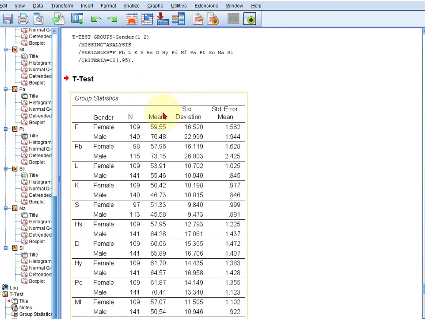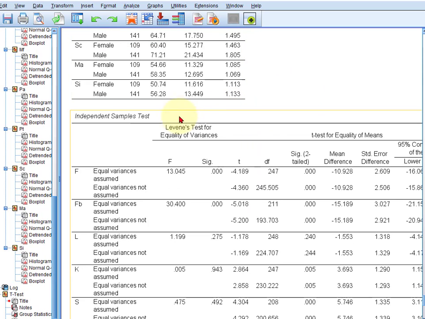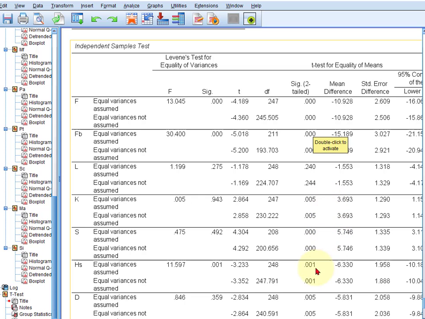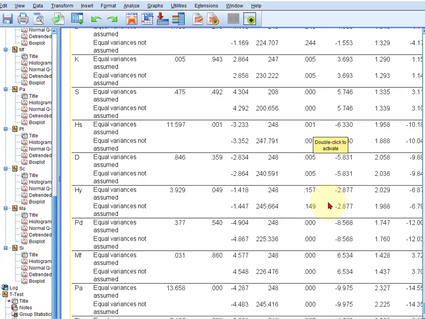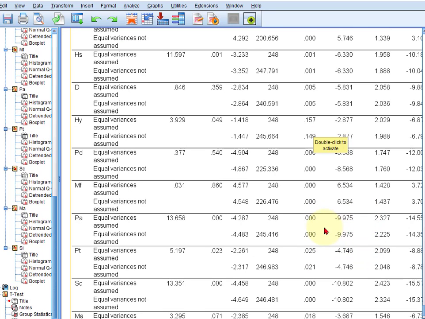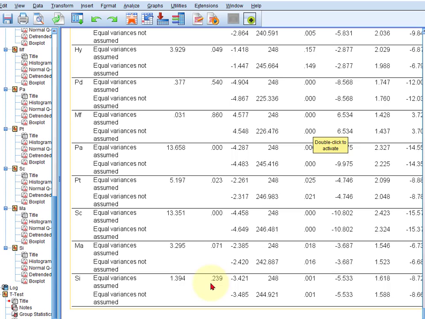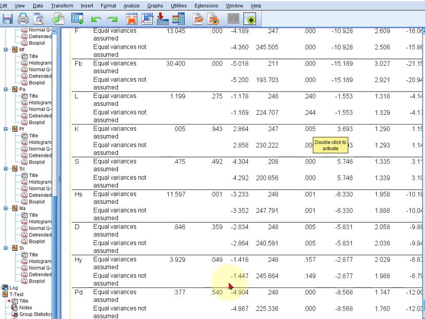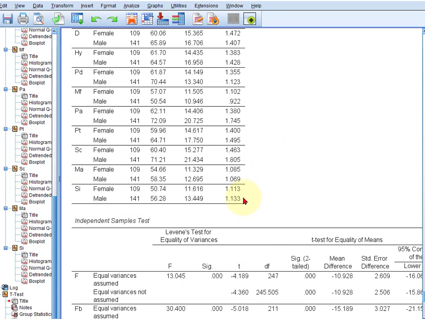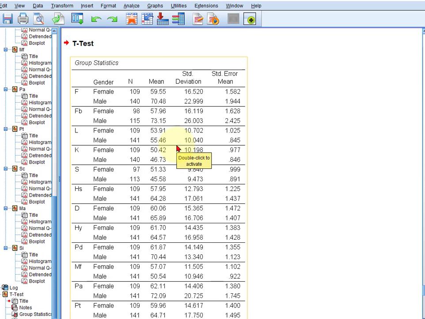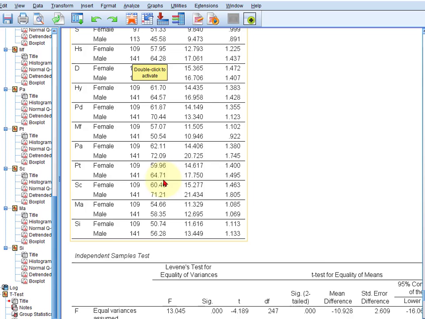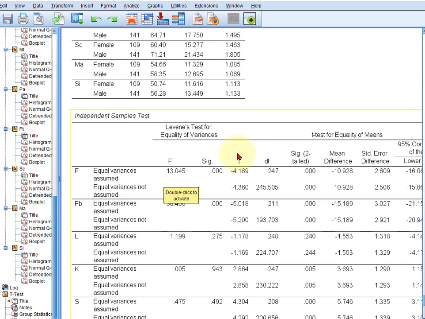So here's all the mean data. And here are all your t-tests. For your t-test, you're basically looking at the sig value column. If it was less than 0.05, that means there's a significant difference. So there was on F, FB, K, S, HS, D, PD, MF, PA, PT, SC. In fact, most of them, MA and SI. So in other words, there were significant differences all over the place if we use this data as is. And here are the means. You can compare who was the higher and who was the lower in each one of these. This is how you would cite them. So that is for gender. Gender, a big significant difference there.